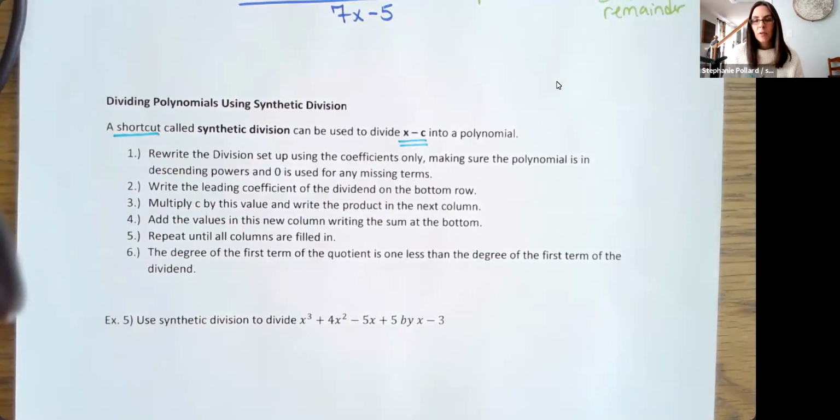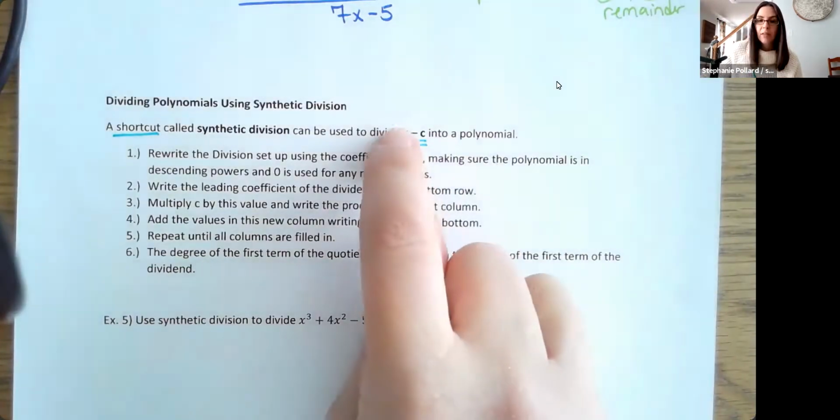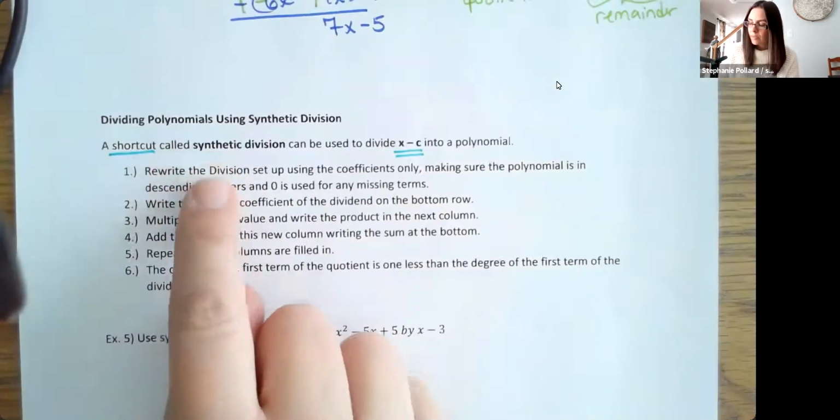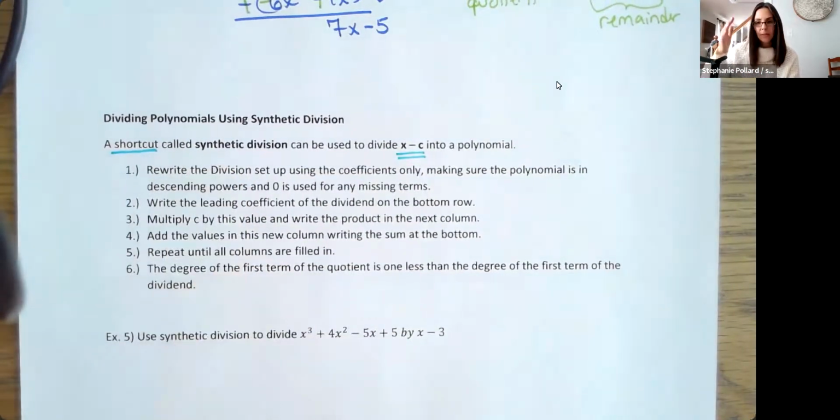But it doesn't work if you have a square there or a cube, or if you have a number in front of the x. It has to be a very specific kind of divisor. So in this case, we're going to set up our division a little bit different. I have the basic directions here for the setup, but I think it'll be easier to go through an example as we read through them.